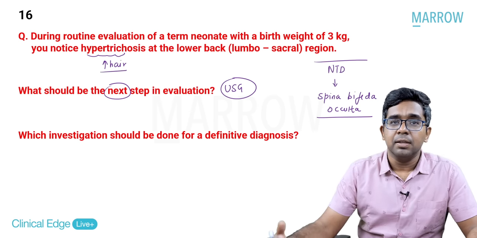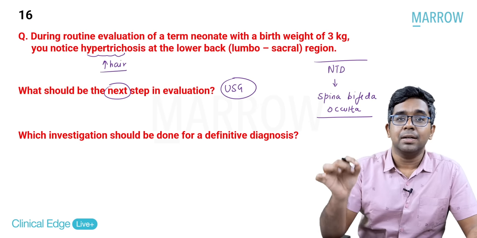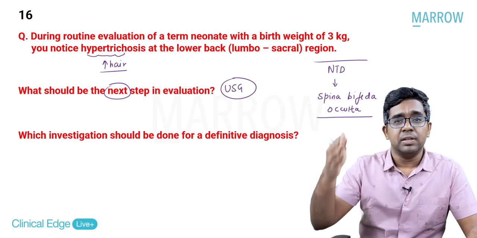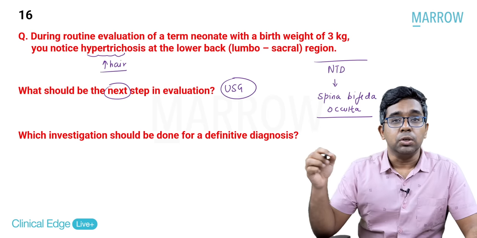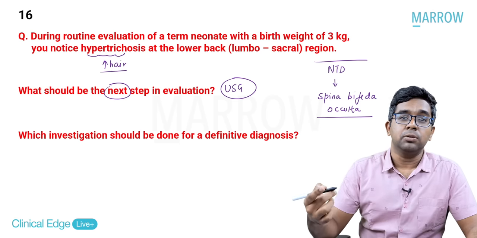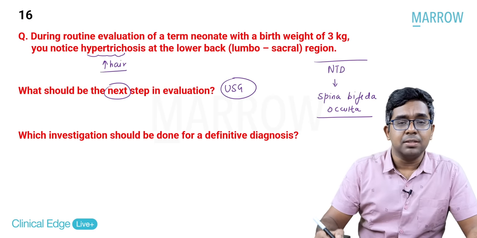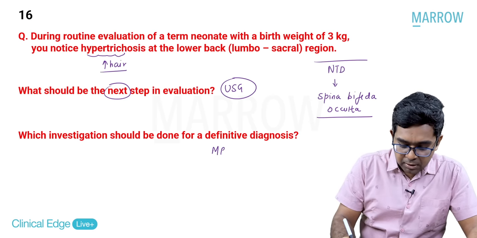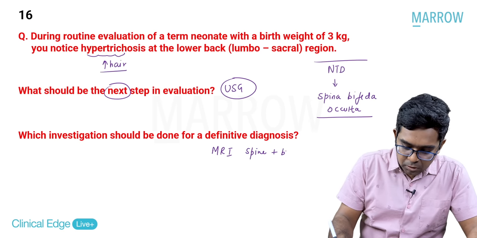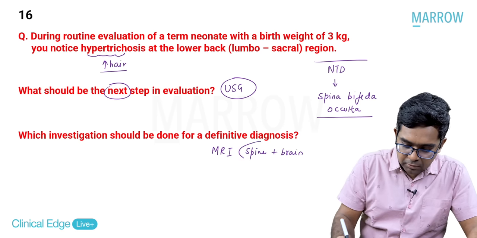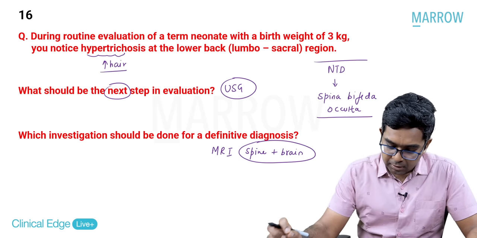Okay, again here the investigation would be radiological, but here we should not only look at that lumbosacral region, we have to evaluate the entire spine along with the brain, because this is a neural tube defect. So any part of the neural tube other than the lumbosacral region also can be affected. So the next investigation should be MRI of the spine and the brain area to have a complete evaluation of the neural tube. Okay, right. So that should be the definitive diagnosis.